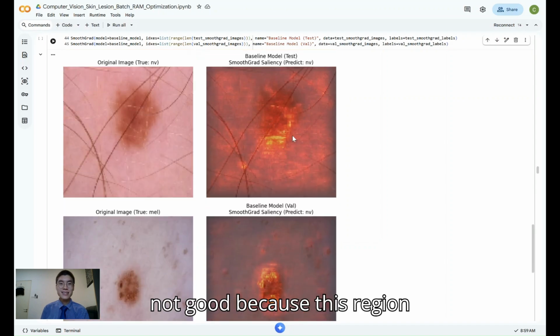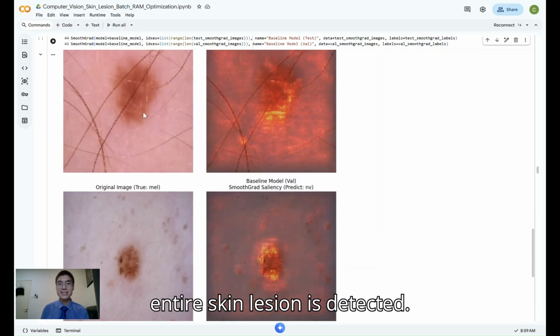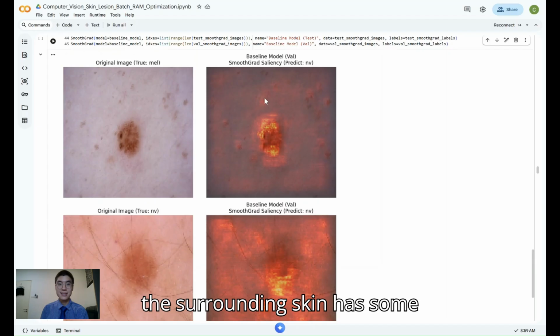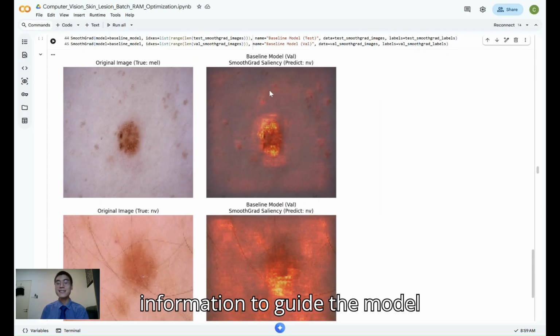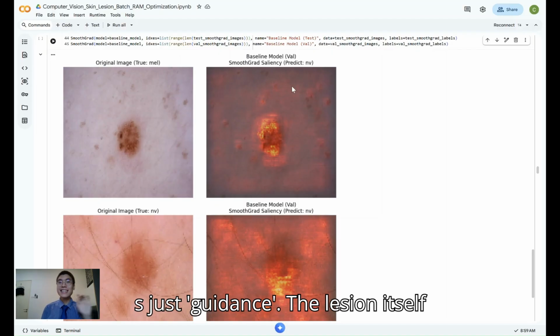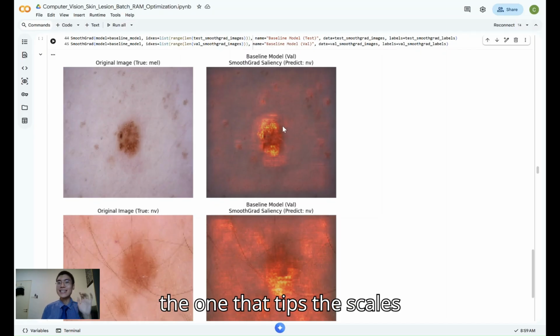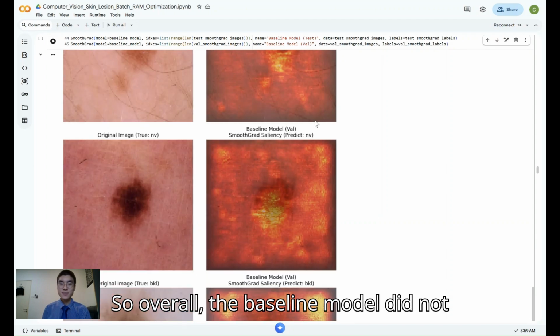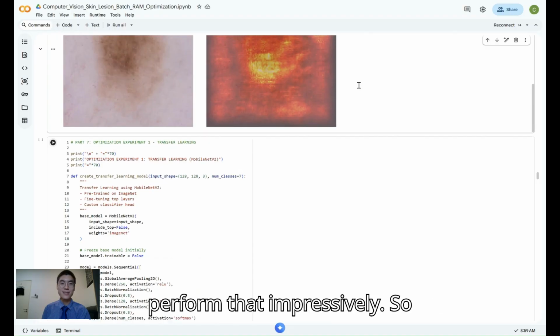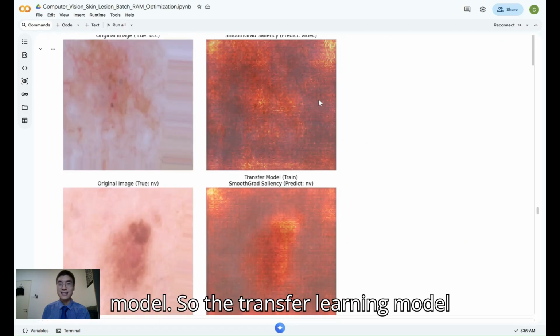Right now, this is not good because not the entire skin lesion is detected, but this is good because the surrounding skin has some information to guide the model to identify. But the surrounding skin is just guidance. The lesion itself needs to be the decision maker, the one that tips the scales on the final classification. So overall, the baseline model did not perform that impressively. So let's see the transfer learning model.